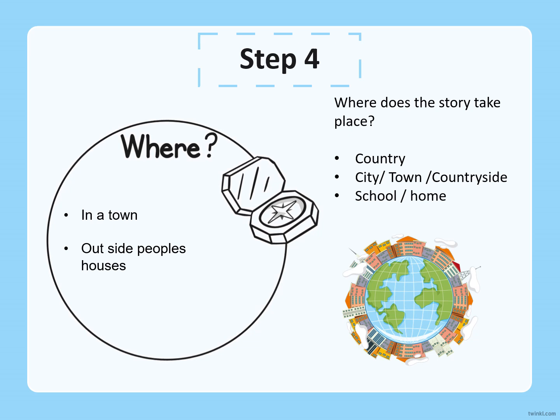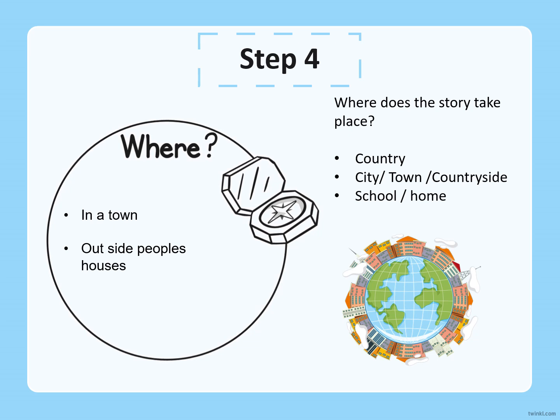Step 4. Now this is the where. So where does the story take place? It could be the country, the city, or the countryside. Is it at school, at home? Is it at a friend's house? Are they in the woods? So this is the scenery. It's where are the people?